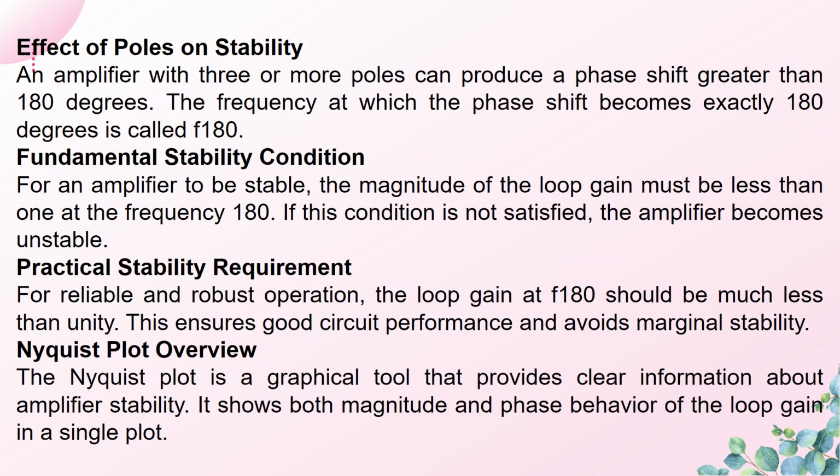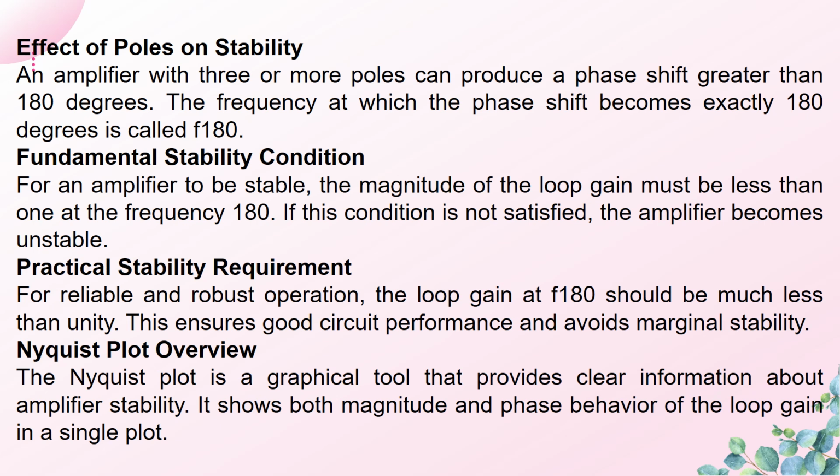Next, let's see about the effect of poles on stability. An amplifier with 3 or more poles can produce a phase shift greater than 180 degrees. The frequency at which the phase shift becomes exactly 180 degrees is called F180.